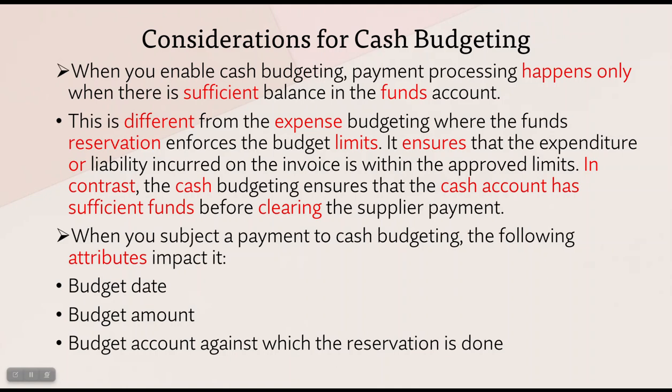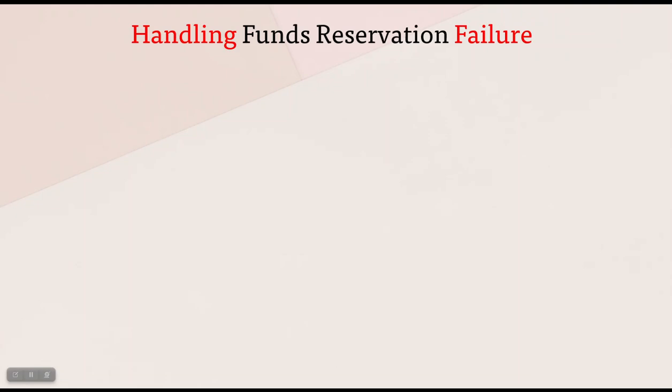To derive the budget account, overlay the distribution natural account with the natural account segment value from the cash account, which is related or assigned to the bank account. This cash account is configured specifically for the bank used for the payment. We will not talk about handling this now, we will talk about it later.